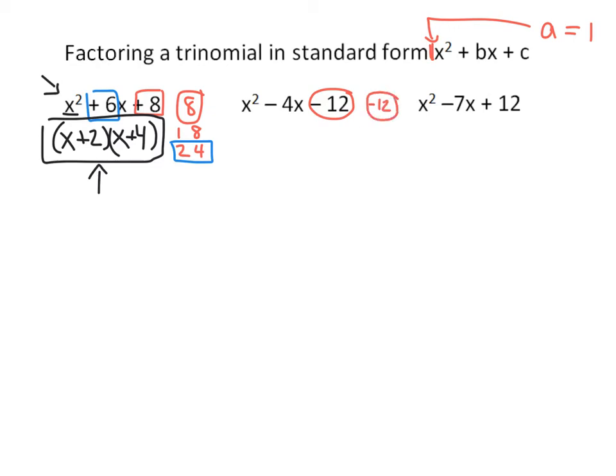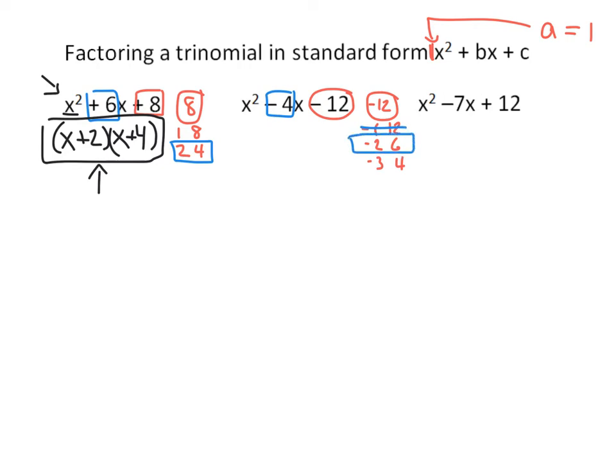The factors of negative 12 are negative 1 times 12, negative 2 times 6, and negative 3 times 4. I could also move that negative around if I need to. So we need to find out which of those adds up to negative 4. Well, that doesn't. And this is close, right?